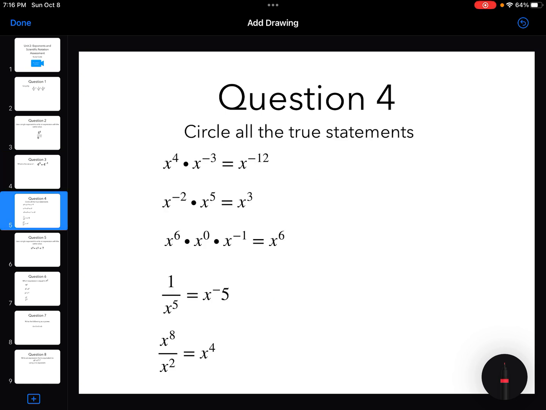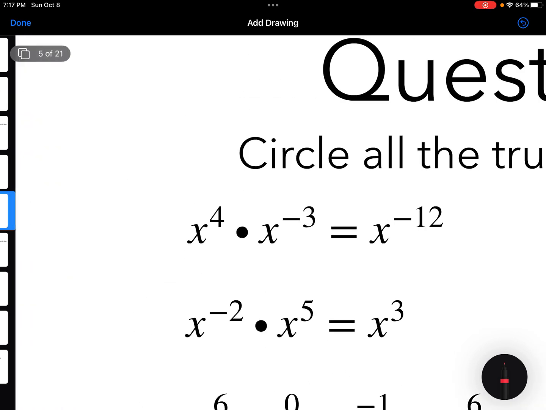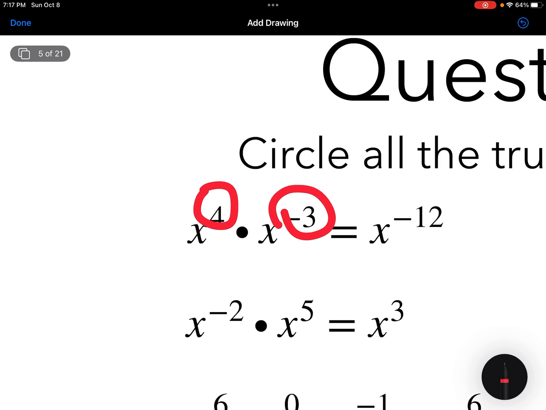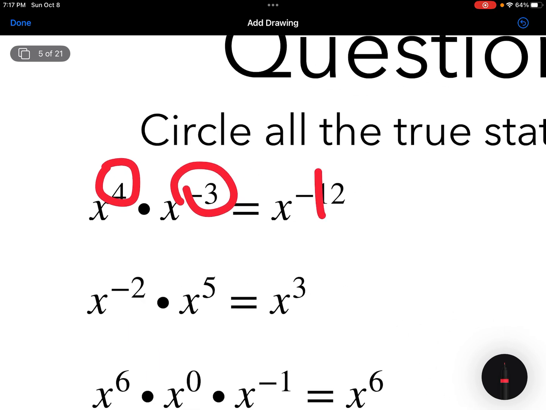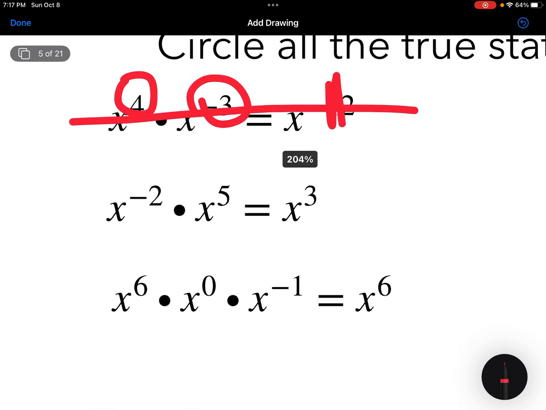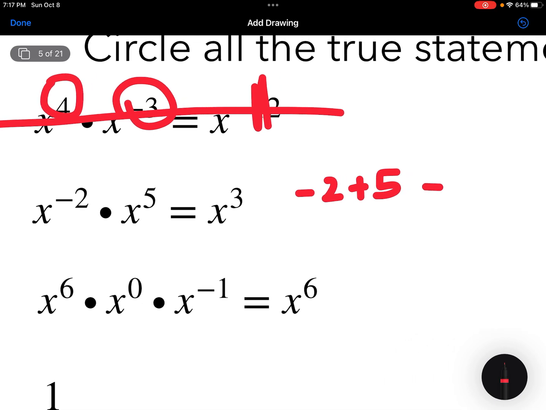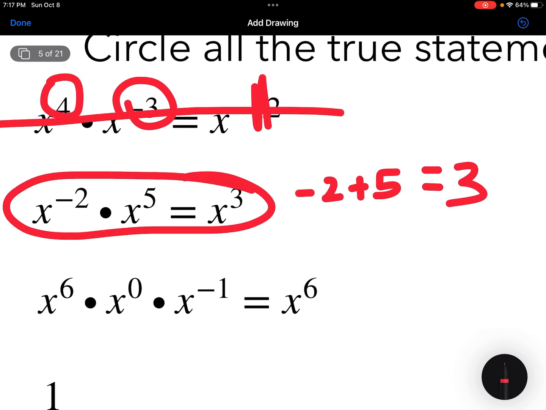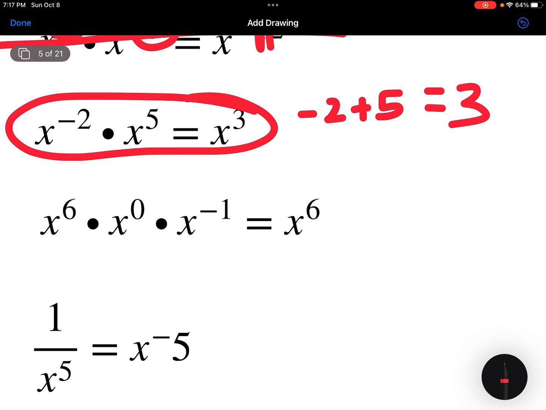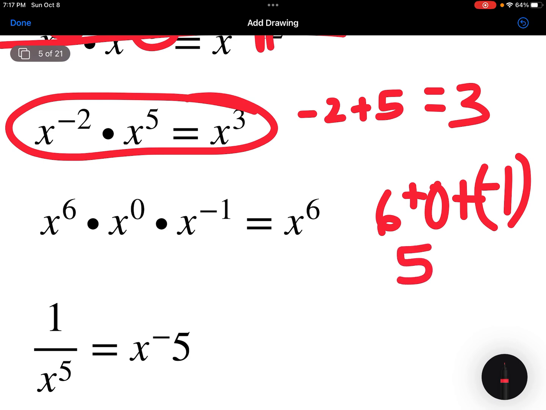They want us to circle all the true statements. So all the true statements I have to circle. I know that I would add these because that's the product property, and I should get 1. So that's not true. -2 plus 5, that's going to give me a +3. So this one's true. I have 6 plus 0 plus -1. So that's going to give me a 5.